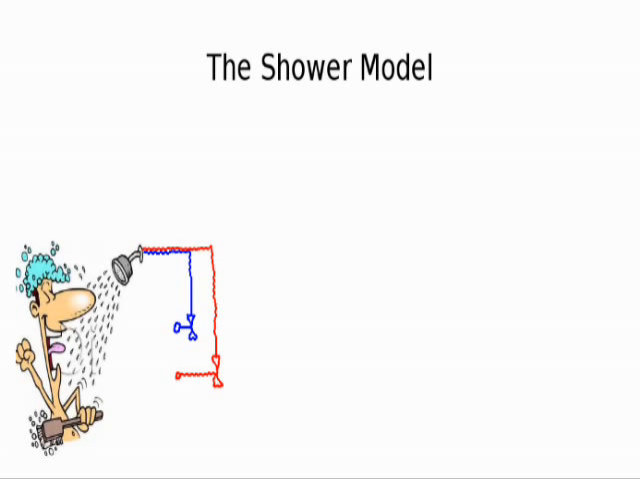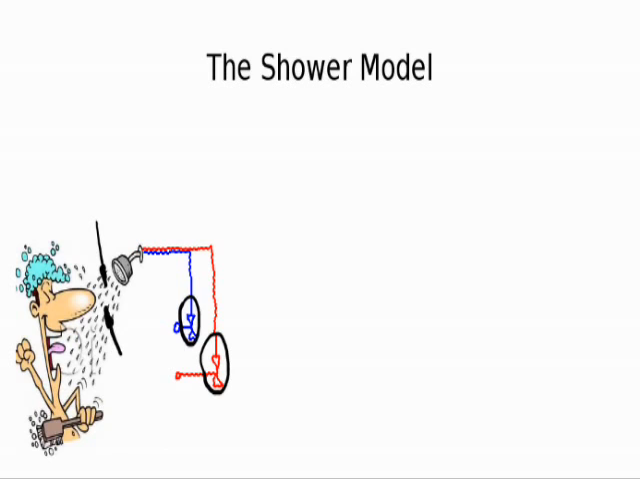This is Charlie taking a shower. This is an application of a multivariable control application. It's multivariable because Charlie simultaneously uses both the hot water tap and the cold water tap to simultaneously control the total flow and the temperature of the water coming out of the shower head.